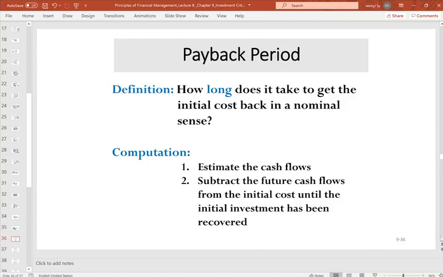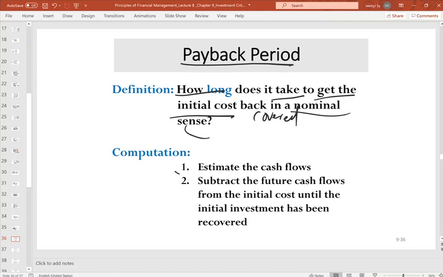The next technique is called what? Payback period. What's a payback period? It measures how long it takes the company to get the initial cost covered. I can say how long it takes the company to get the initial cost back in a nominal sense. So how do we solve it?